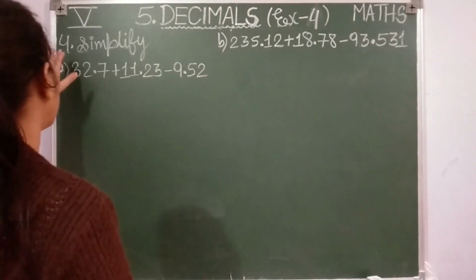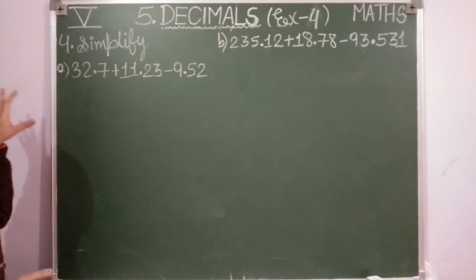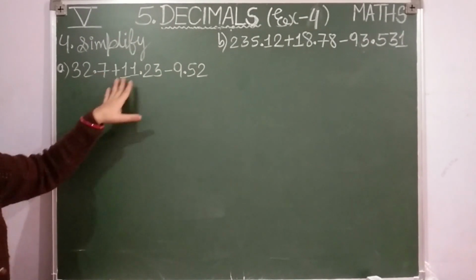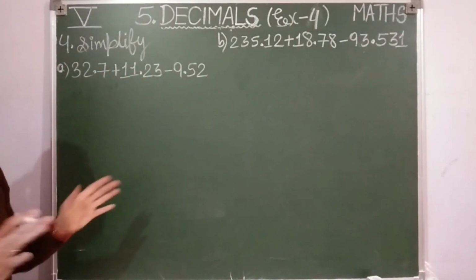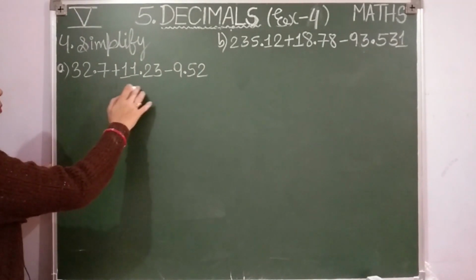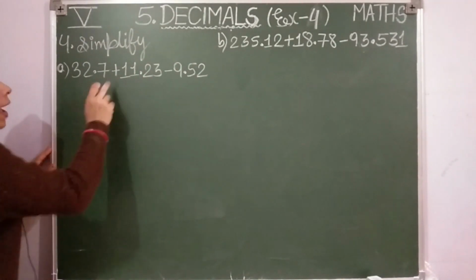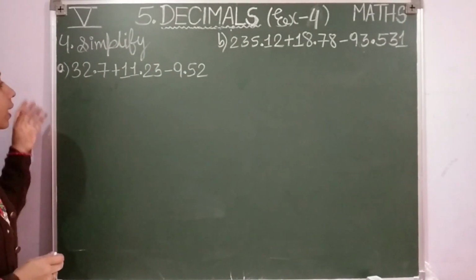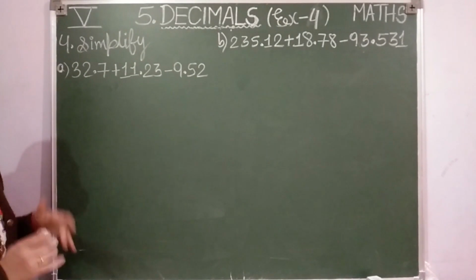So students, question number 4, simplify. In simplification questions, you can see that we will be getting decimal numbers, addition and subtraction both for decimal numbers. Okay, see here 32.7 plus 11.23 minus 9.52. Addition is also there and subtraction is also there. So if you get such type of questions, how are you going to solve?